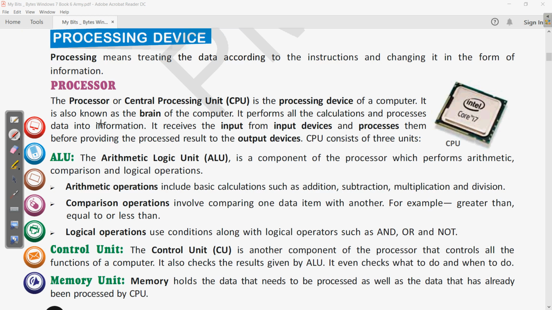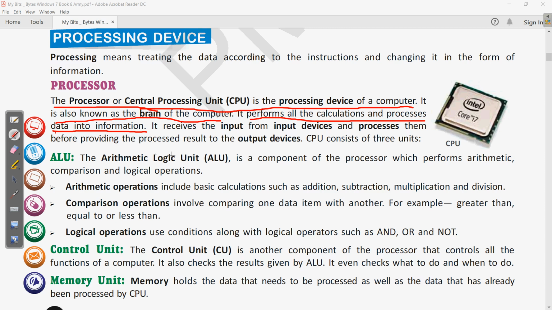So let us see what will be the answer of define CPU. The processor or CPU, that is central processing unit, is the processing device of the computer. It is also known as the brain of the computer. Clear? And what is the function? It performs all the calculations and processes data into information. Clear? So till here you can write the definition of the CPU.